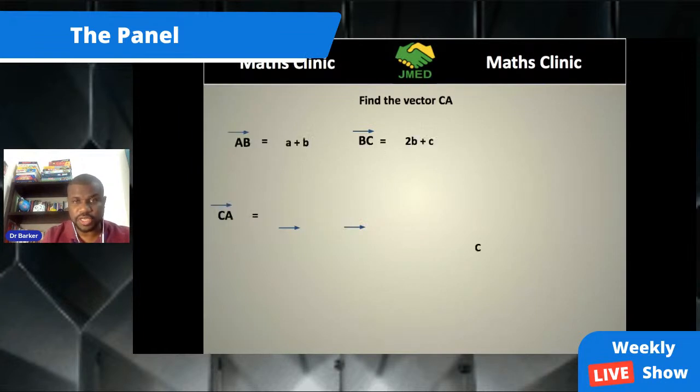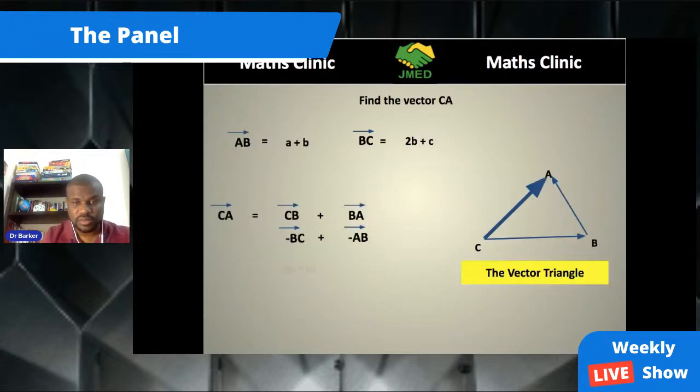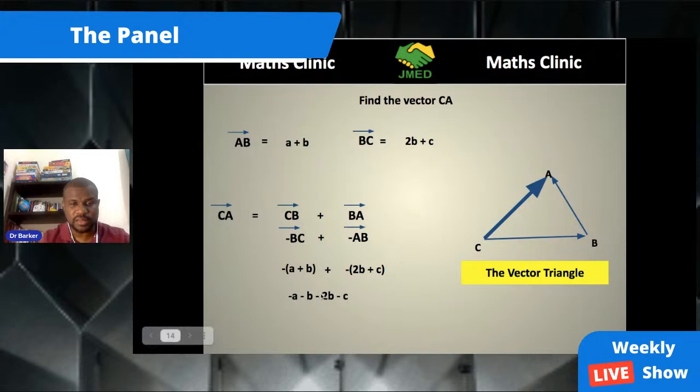So I didn't get a chance to check it over. Don't worry, I'm in a bit of a rush, guys. Okay, so when we expand, we'll end up with minus A minus B. When we expand this, we'll get minus 2B minus C. So if we simplify this, we'll end up with minus A minus 3B minus C. Okay?